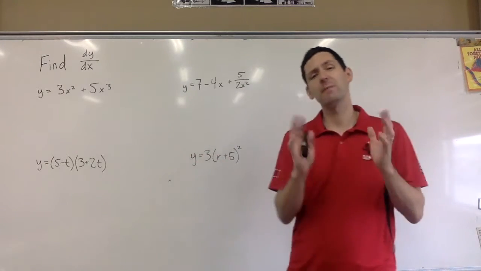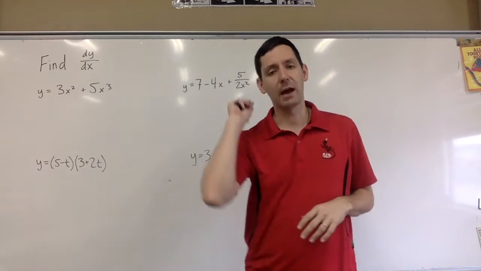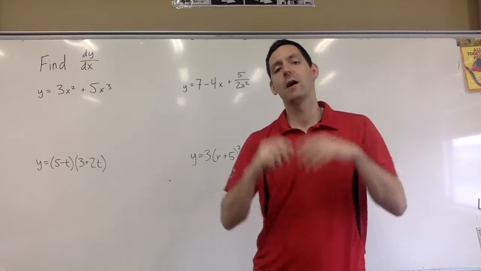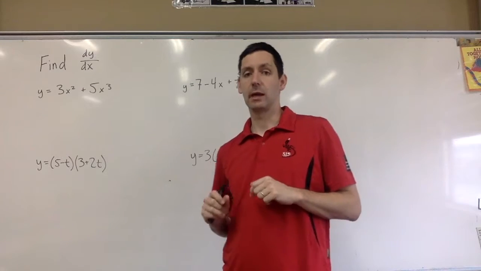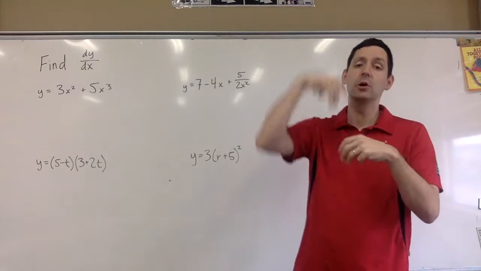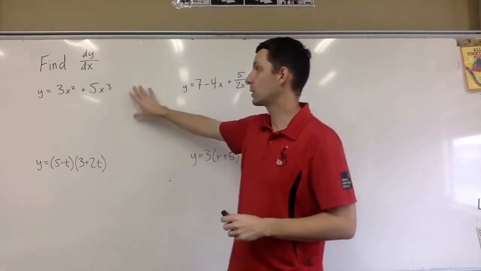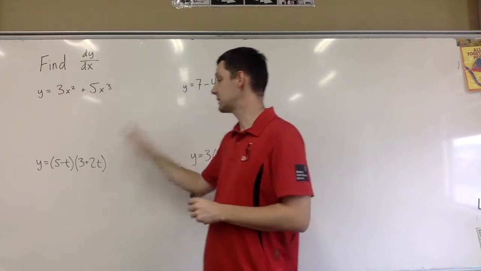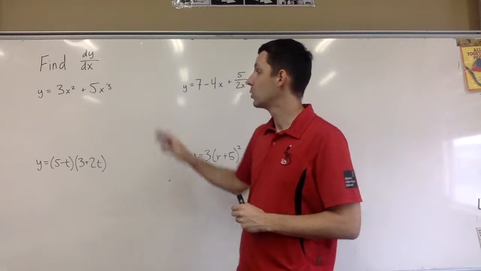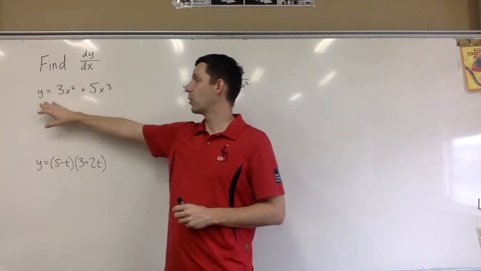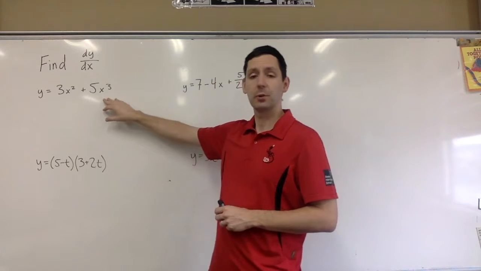Remember in math studies, all we have to do is know how to find the derivative of a polynomial function, so a number or a variable to a power. So we're going to start simple. We're going to find dy/dx for each of these four functions. We're going to start with dy/dx for y equals 3x squared plus 5x cubed.